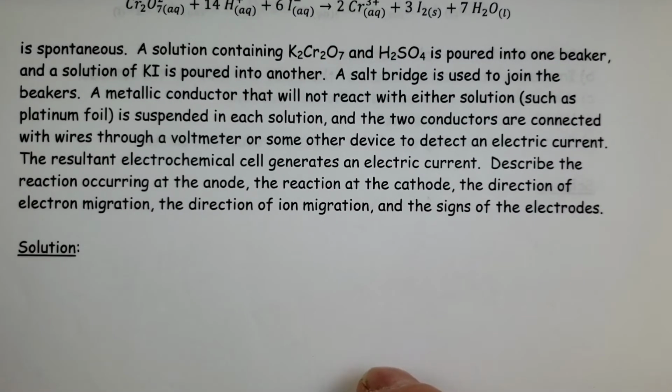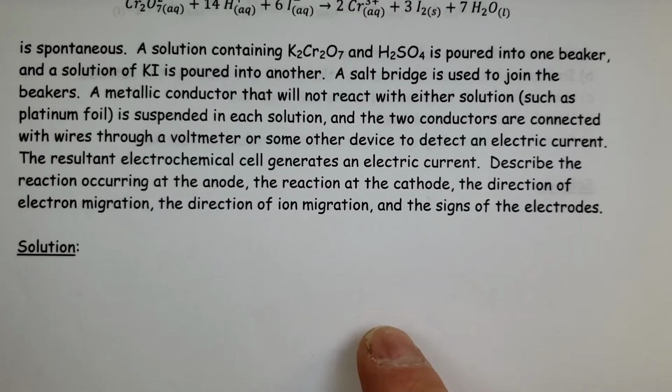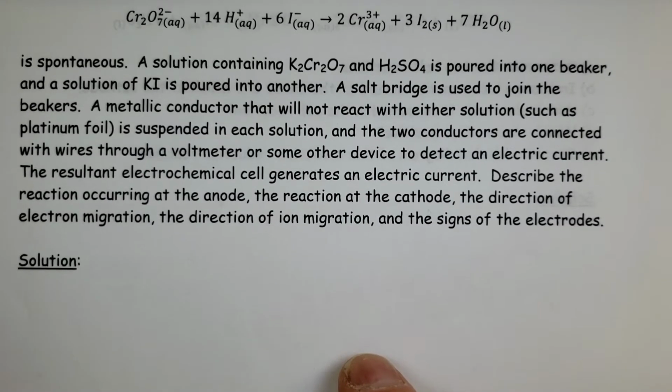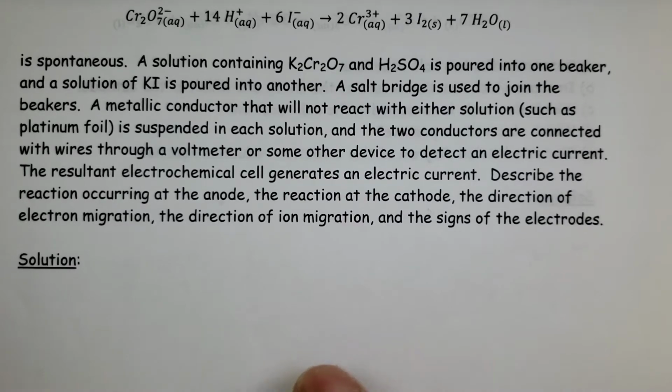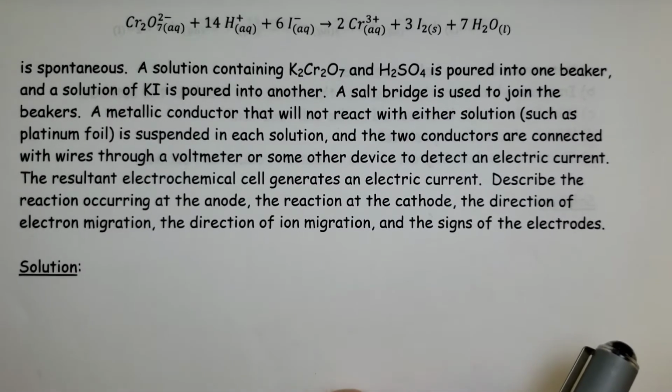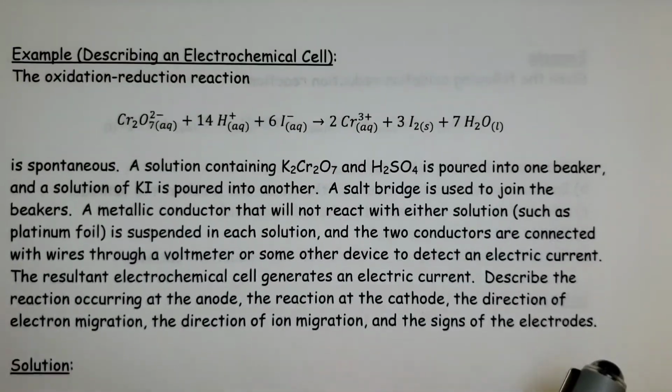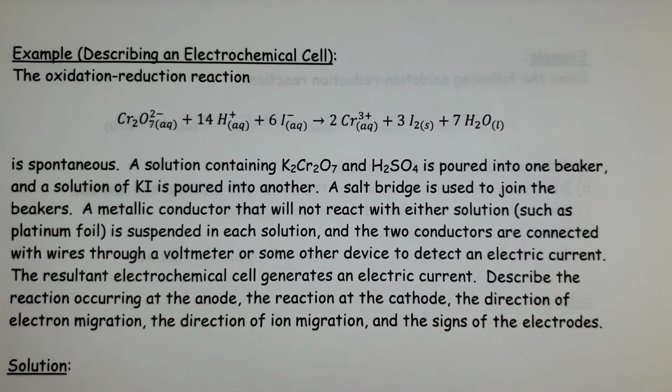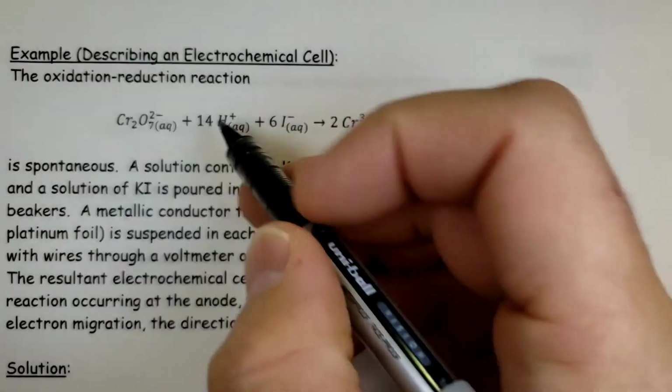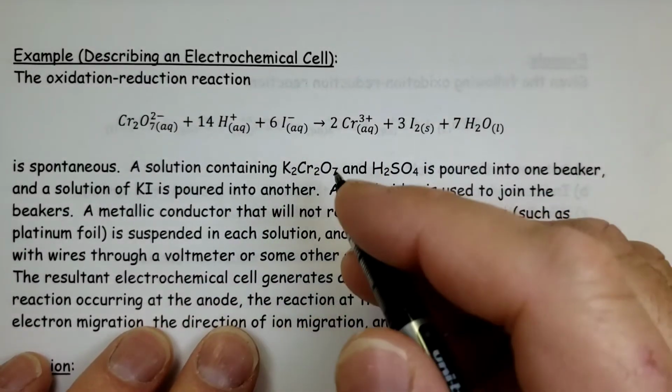Describe the reaction occurring at the anode, the reaction at the cathode, the direction of the electron migration, the direction of ion migration, and the signs of the electrodes. So where the electrons are going and where ions are going as well. Now, if we look up here, we can kind of predict what's going to happen. H's, of course, remain the same.